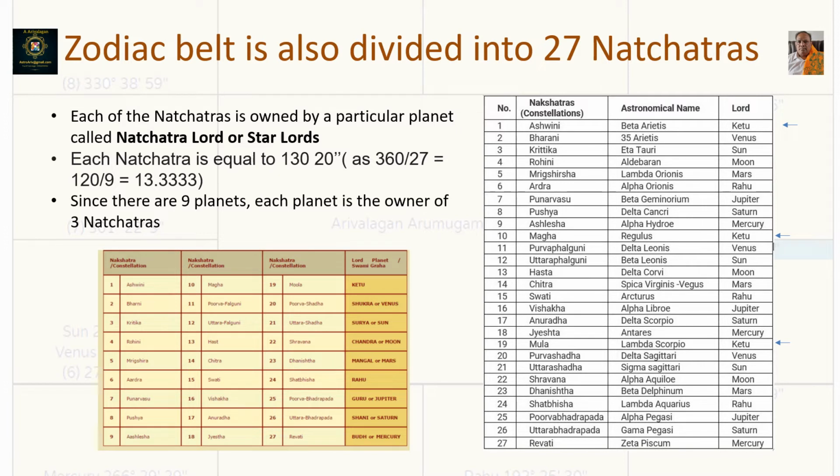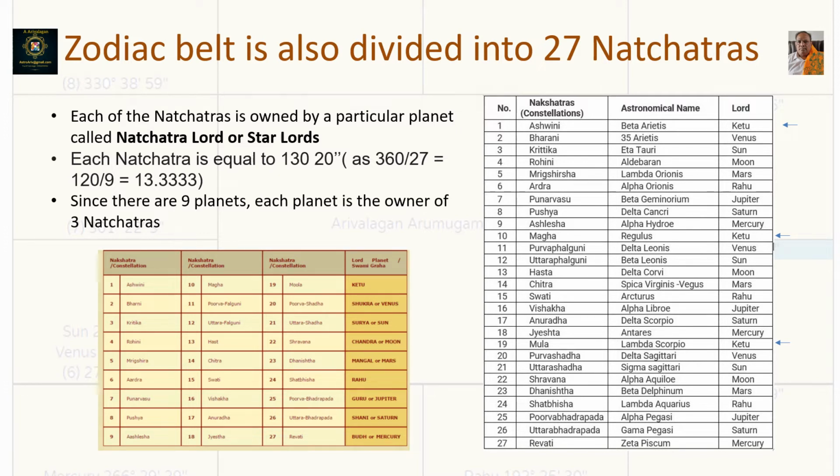So this is the table that you get. For example, on the right hand side you see the list of all the 27 Nakshatras, and in the last column I have given the Lord names. So here, Ashwini's Lord is Ketu, Bharani's Lord is Venus, Krittika is Sun, Rohini is Moon, Mrigashira is Mars, and so on and so forth up to Revati, whose Lord is Mercury.